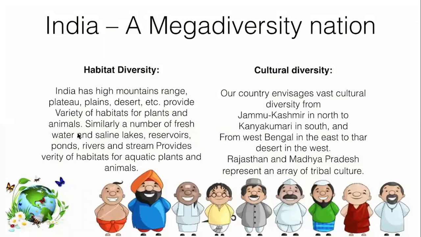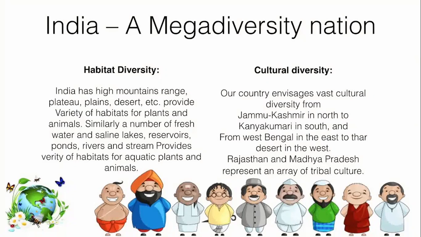Our country, India, is one of the 12 mega biodiversity countries of the world. We have habitat diversity, cultural diversity, and many more diversities. India has high mountain ranges, plateaus, plains, deserts, and we provide a variety of habitats for the plants and animals. Similarly, a number of freshwater and saline lakes, reservoirs, ponds, rivers, and streams all provide a variety of habitats for the aquatic plants and animals also.